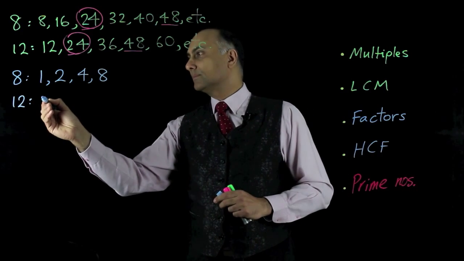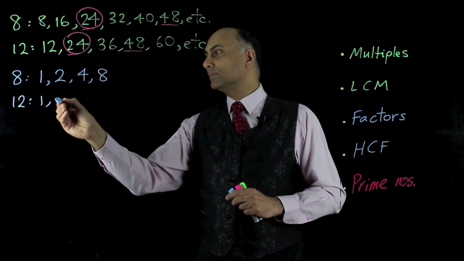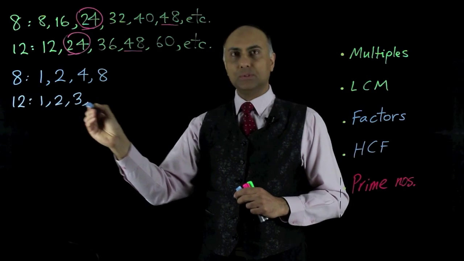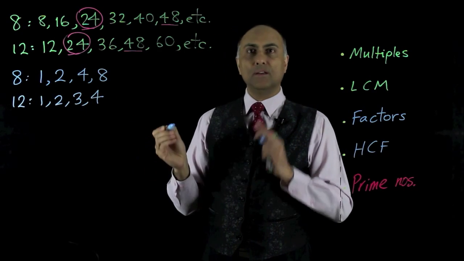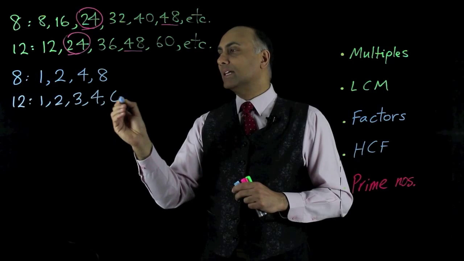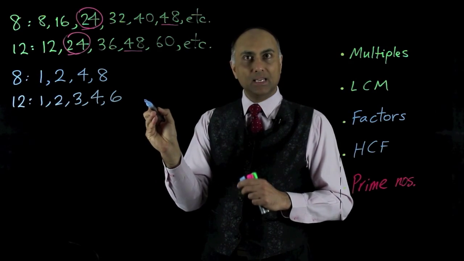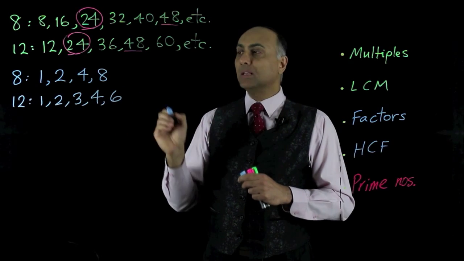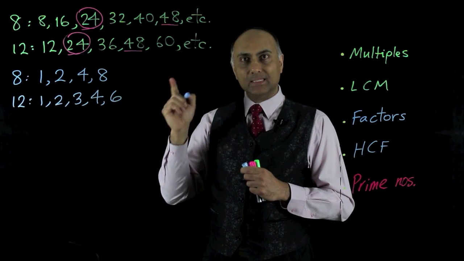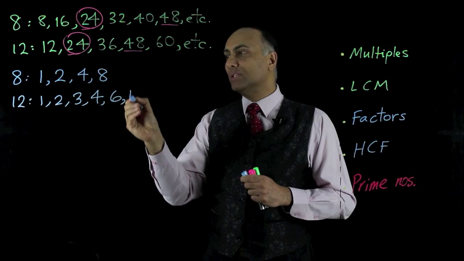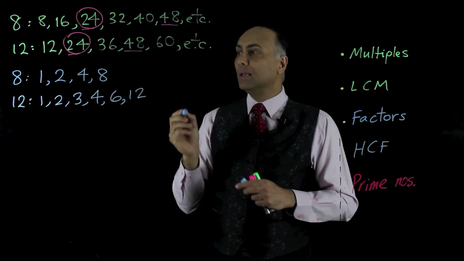1 goes, 2 goes, 3 goes, 4 goes, 5 doesn't, 6 goes. Now 6 is halfway to 12, so anything bigger than 6 cannot go into 12. So I won't bother trying 7, 8, 9, 10, and 11, and of course 12 goes into itself once.